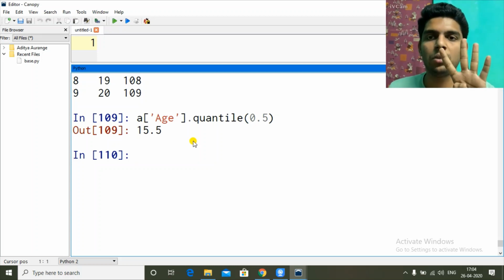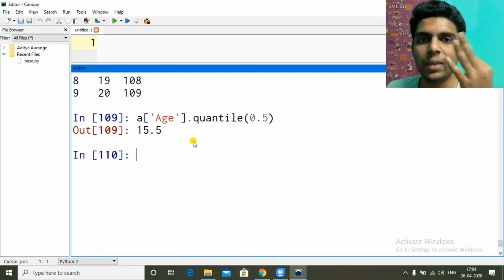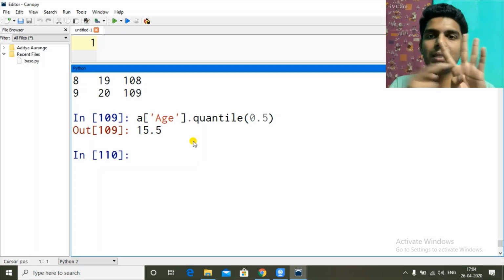So what are the values? Think of this: this has one value, second, third. So these three values divide the data set into 4 equal parts. So in quartile we have 3 values: first quartile, second quartile and third quartile. The first quartile is here.